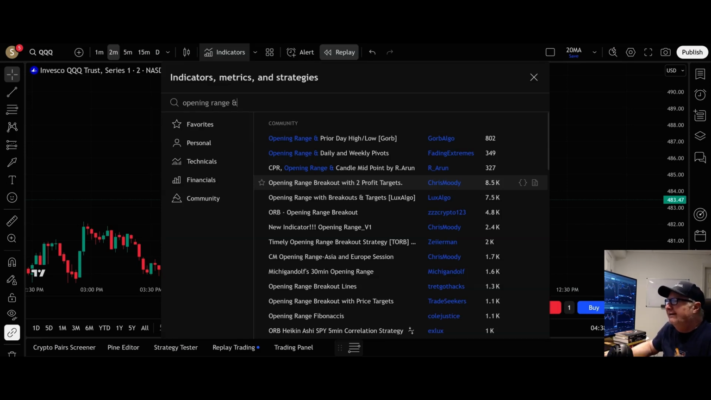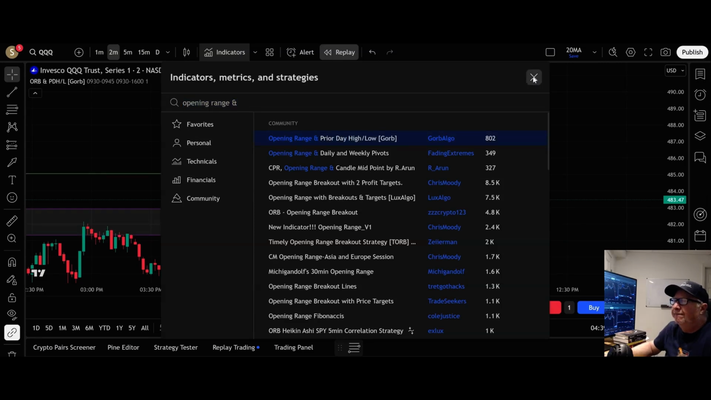I don't really like that too much because I want to look at where support and resistance are for my price targets. And some of these put in just 2 times the opening range or 1 time the opening range. So I prefer not to have that. So I'm just going to click Gorb algo, put that in.